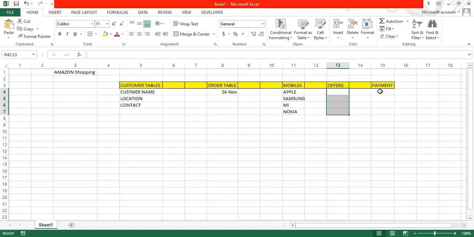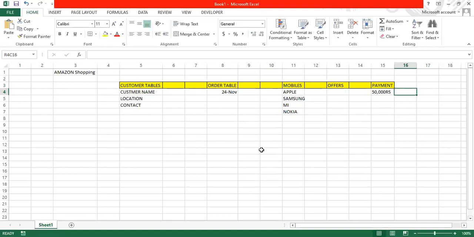Now, the payment has been done. Let's say, for example, he had placed an order for 20K. For Apple, let's say, for example, 50,000 rupees. He had done the payment.